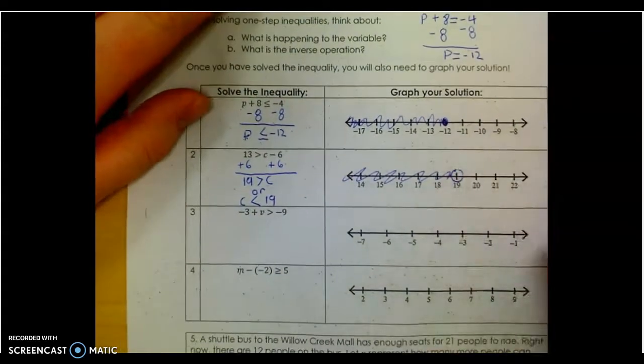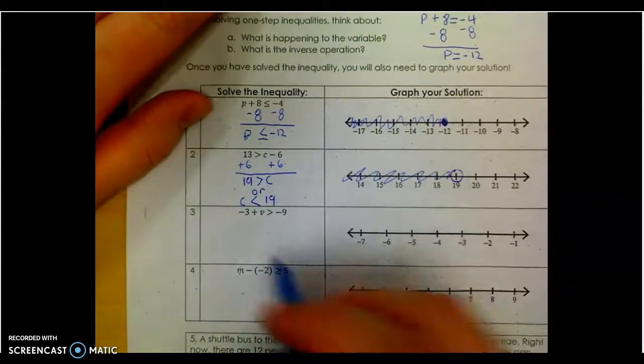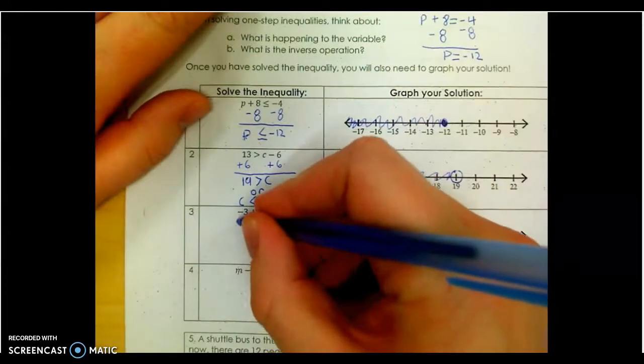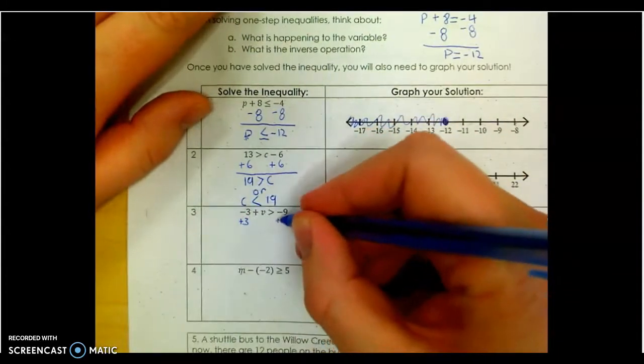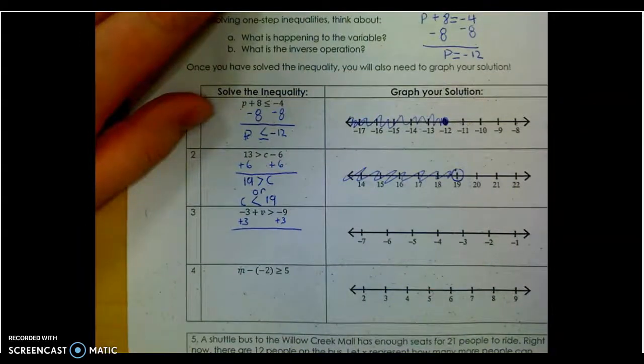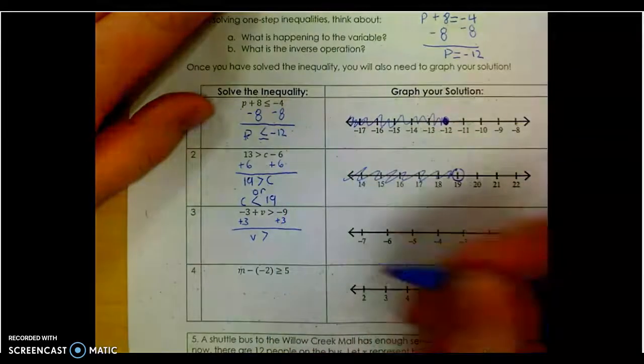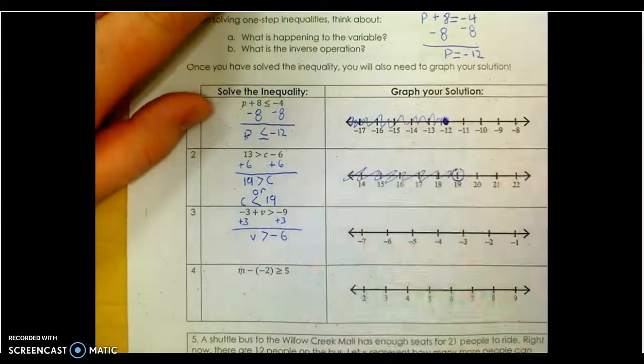All right. Number 3, negative 3 plus V is greater than negative 9. To undo the negative 3, we add 3 to both sides. It's going to leave me with V is greater than negative 6.